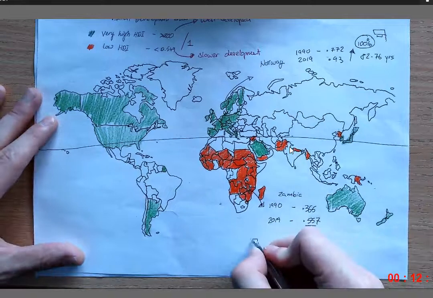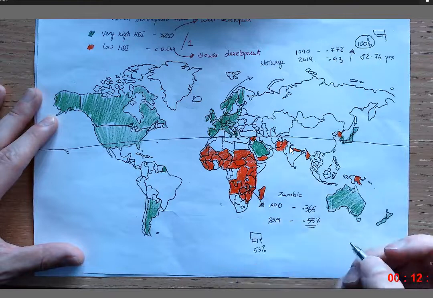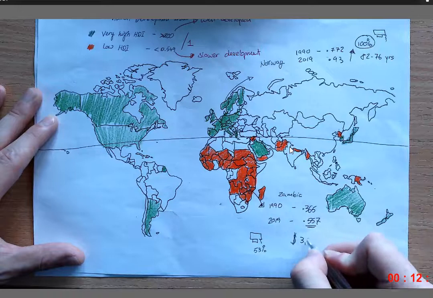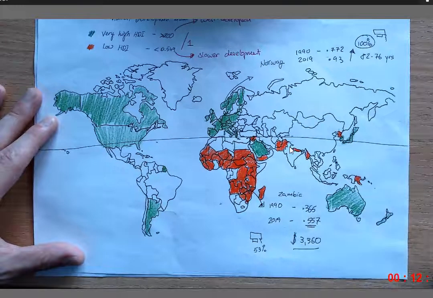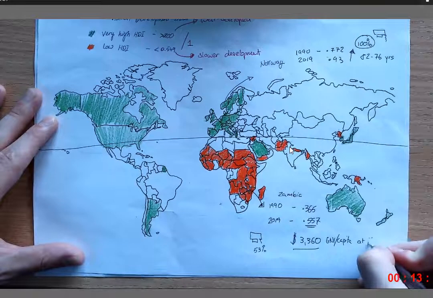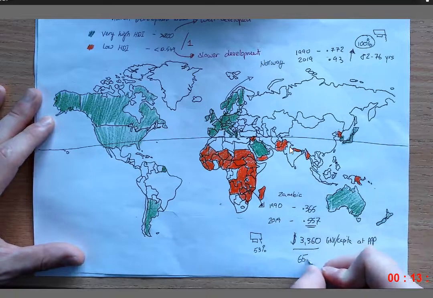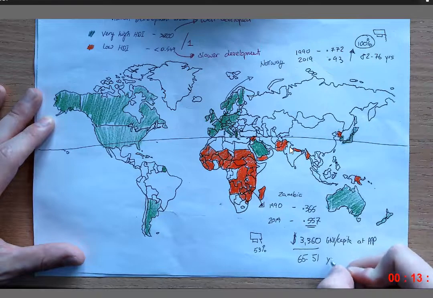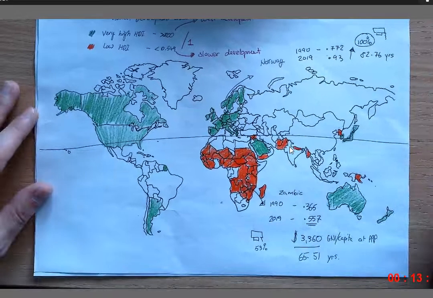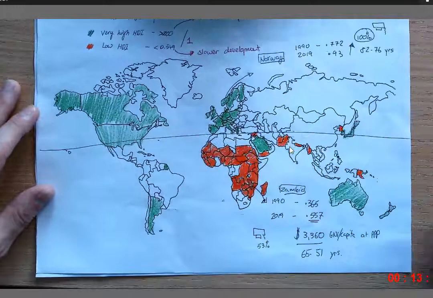Well, they have a very, very low literacy rate, which is 53%. Okay? They've got a GNI per capita of $3,360, taking into account the cost of living. That's really low per person. And remember, that is at PPP. And another thing is that their life expectancy is 65.51 years. That's really low compared to Norway, where you're expected to live almost 20 years longer compared to Zambia. So we're starting to get a picture of why these countries are the way they are.